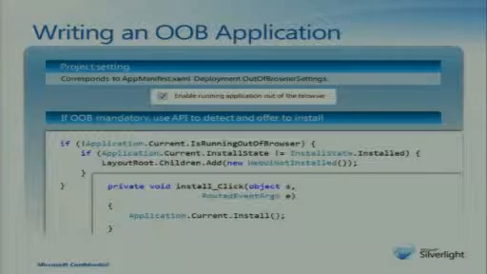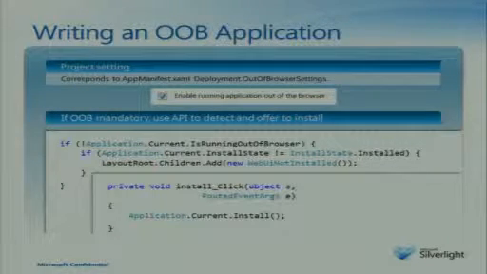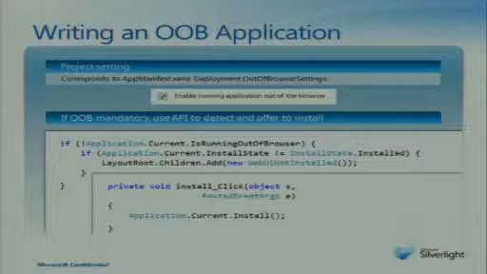Not yet installed; installed, but we're running in the browser and we don't want to be; or we are actually running out of browser. And so the is running out of browser property lets us detect that last one, and then the install state lets us detect the others.